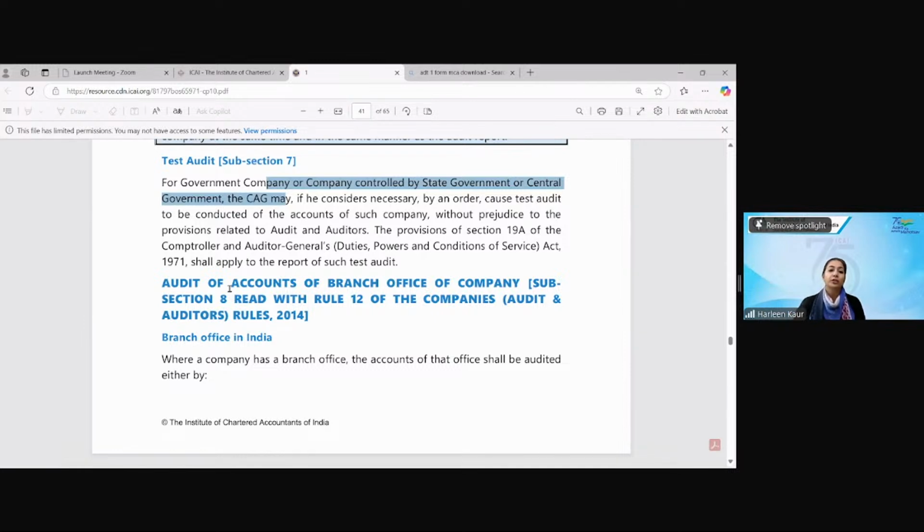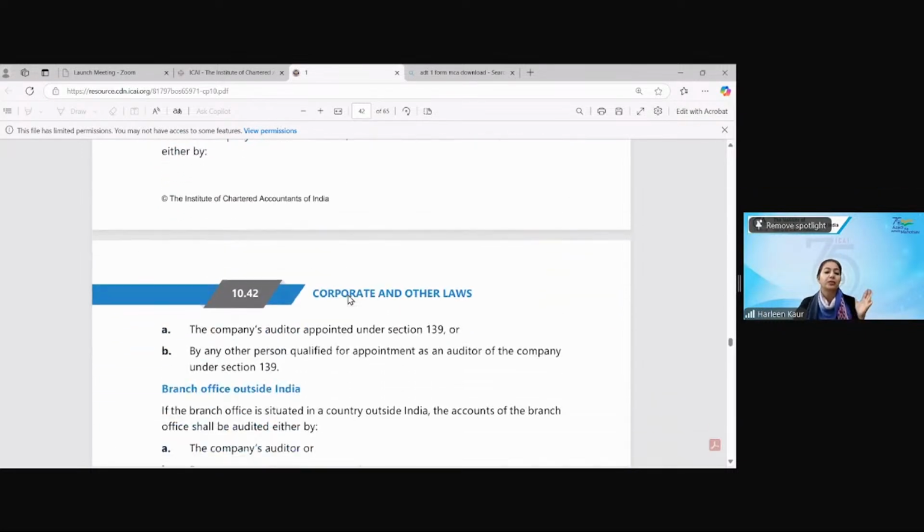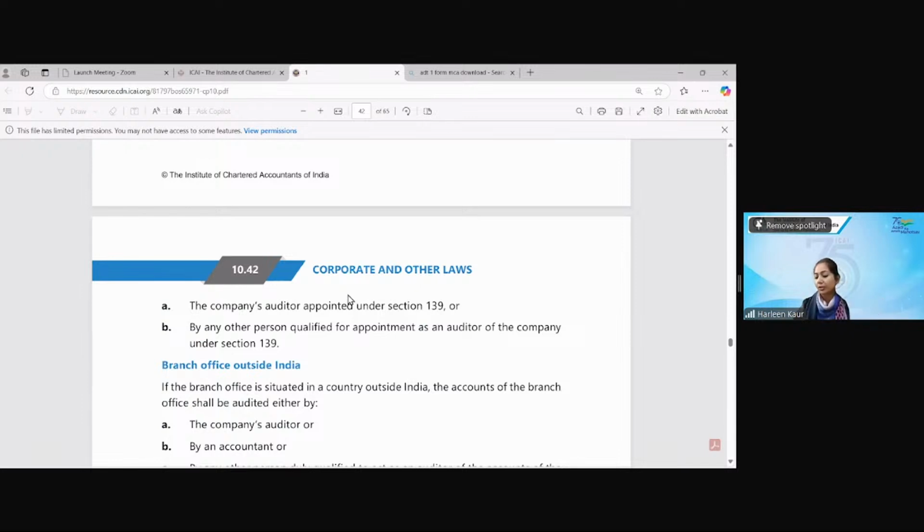Audit of accounts of branch office. Now, if you're doing the audit of the branch office, how does the audit of the branch office have to be done? When the company is having a branch office, it depends whether the branch office is inside India or outside India. If the branch office is within India, then the company's auditor appointed under 139 or any other person qualified as branch auditor can be appointed. So you can either have the same.